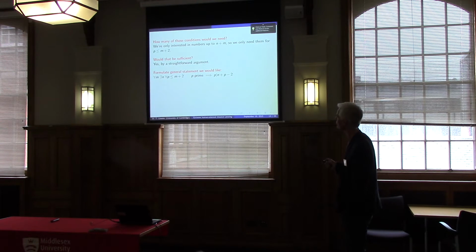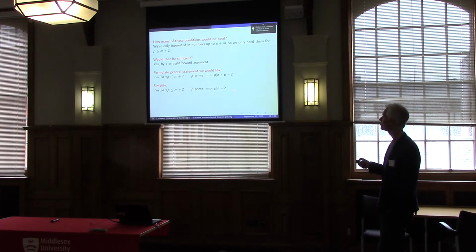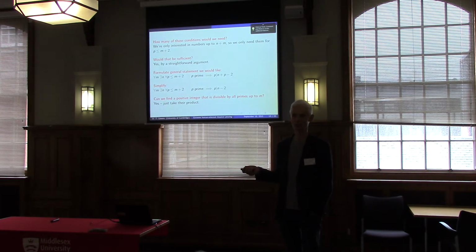So the general statement that we want is this thing here. So now I've got another standard move. We simplify things. We notice that p divides p minus 2 if and only if p divides n minus 2. So we need all those primes up to n plus 2 to divide n minus 2. Can we do that? Well, that's again a problem that's significantly simpler than the one we started with.